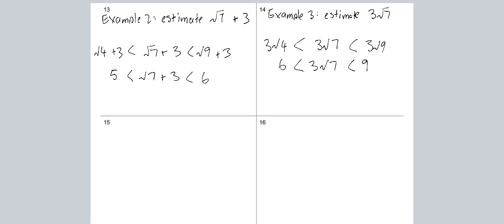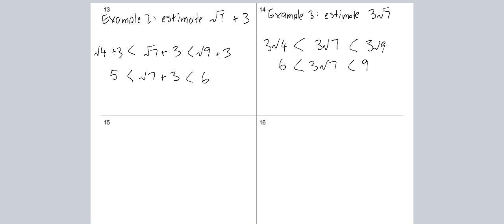It's a lot less accurate, the estimation. Instead of being between 2 and 3, it's now between 6 and 9. That's 3 whole units difference there. So it's not as accurate an estimation tool really at that point. Now, I've got one warning to give you, but apart from that, does anyone have any questions?